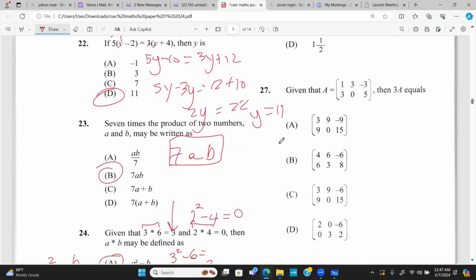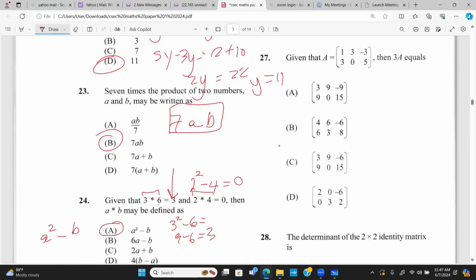27. Given that A is equal to this, 3A equal to what? 3 times everything inside. All right, so I'm looking for 3 times 1, 3, then 9, then -9. I'm looking for that. Then 9, then 0, then 15. I'm looking for this. 3 times it. All right, so where are we? We are at A. Right, there we go.